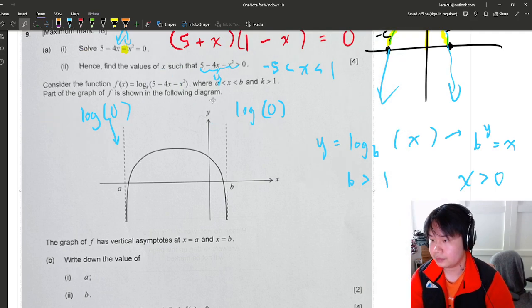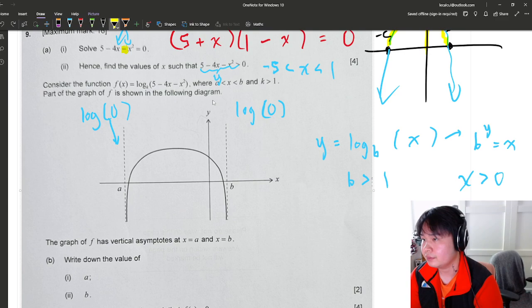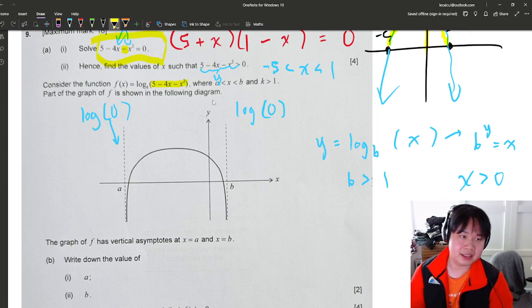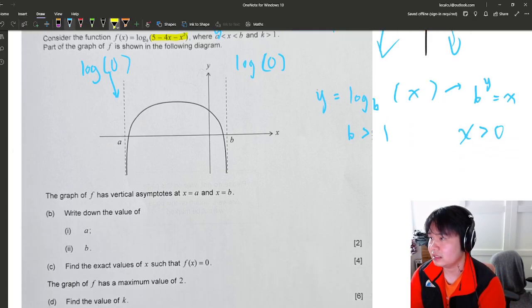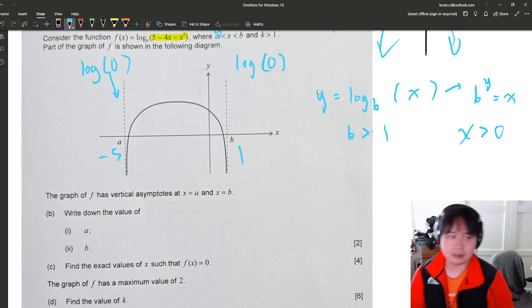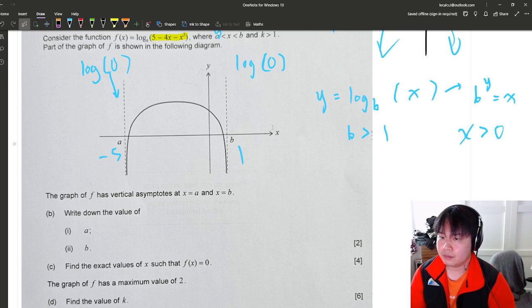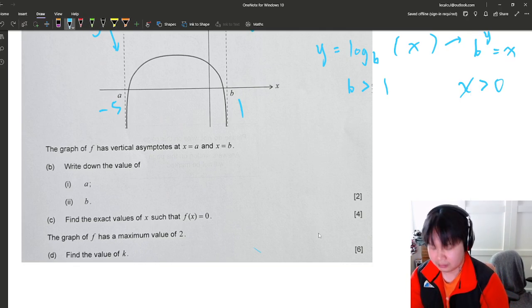It is when the inside of our log is 0. This is right here. We found out where this thing is 0 in part A, which is at -5 and 1. So A is -5, B is +1. Okay. Then find the exact values of x such that this function is equal to 0, so that's easy enough to do.